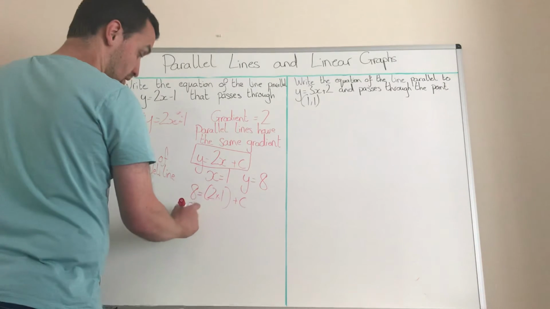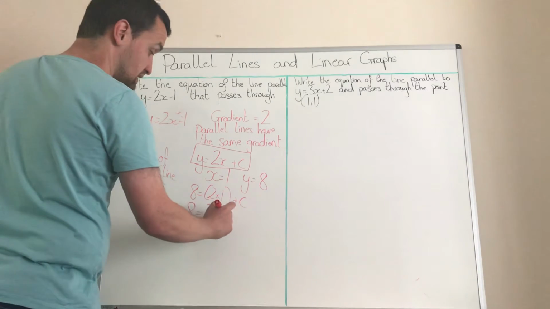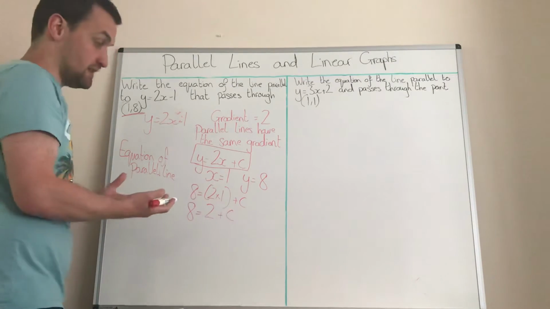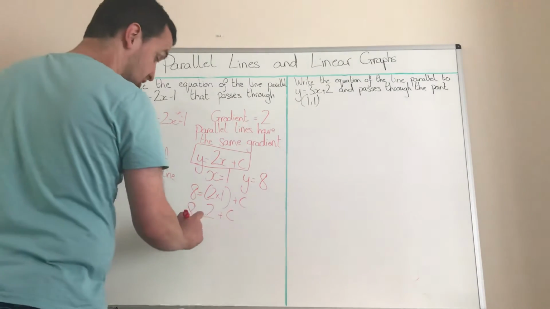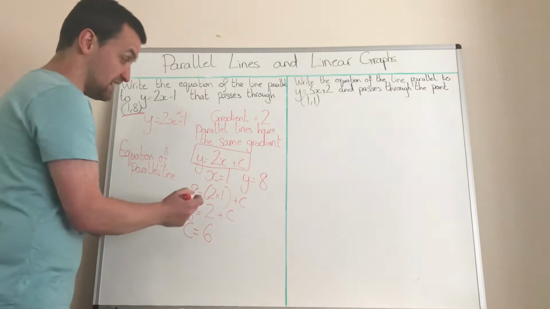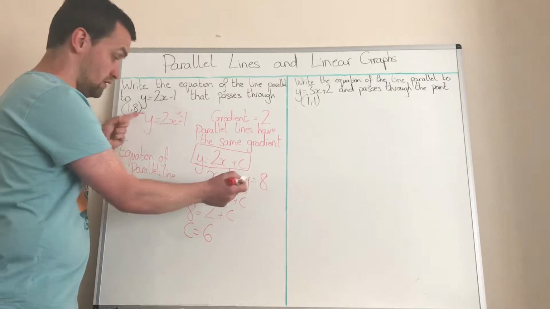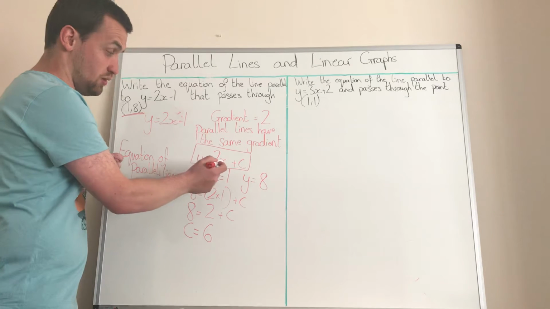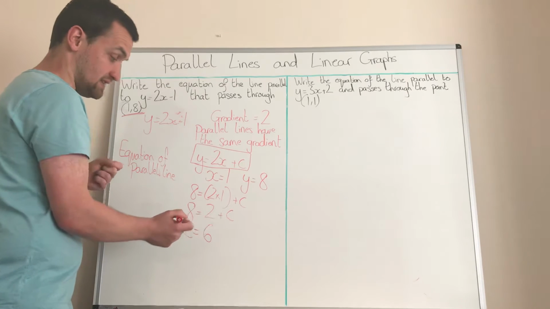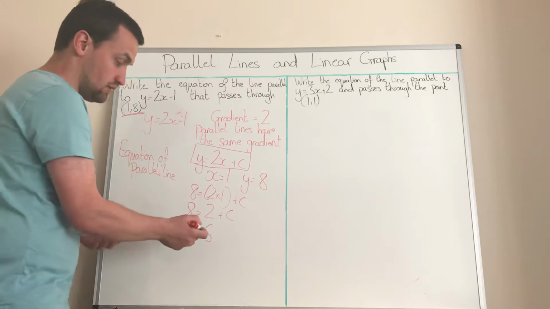8 we can't do anything with at the minute, so 8 equals 2 times 1, which is 2, plus c. So 2 plus something, we don't know what it is at the minute, equals 8. So c equals 6. Our c value is 6. 8 is from the coordinate. 2 is 2 times 1, it's 2x where x equals 1. And we need to work out our c: 2 plus something equals 8, so c equals 6.